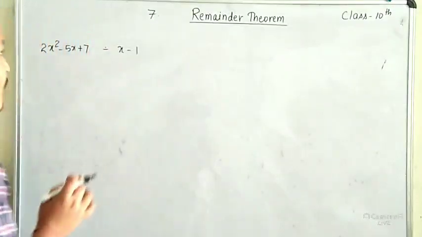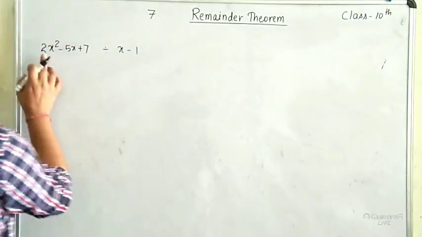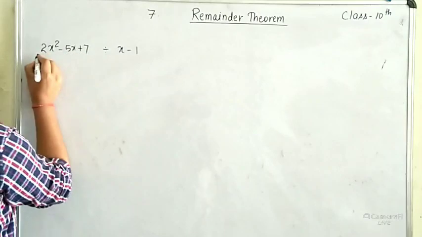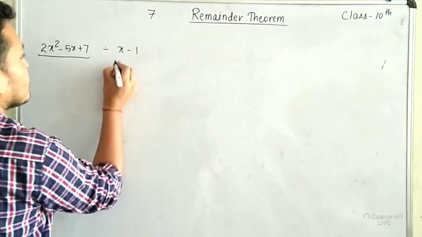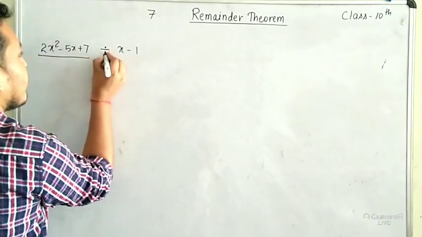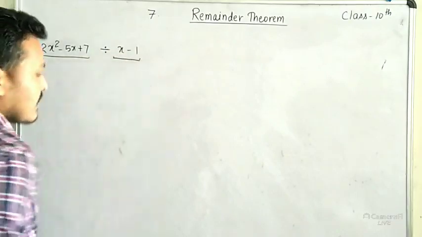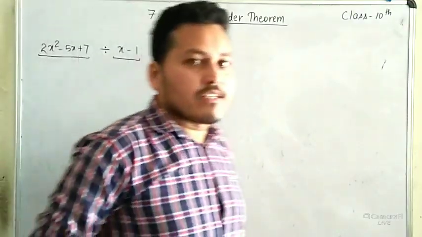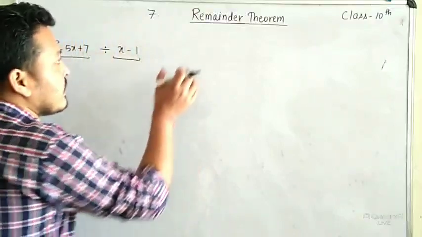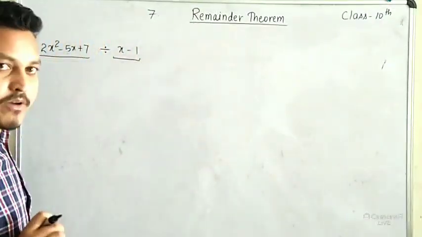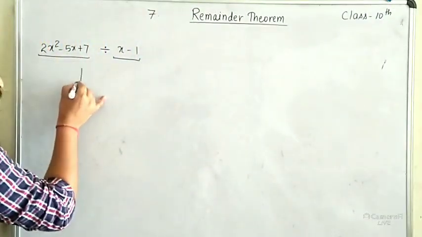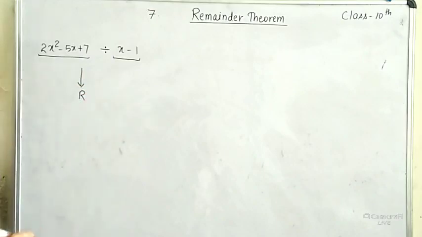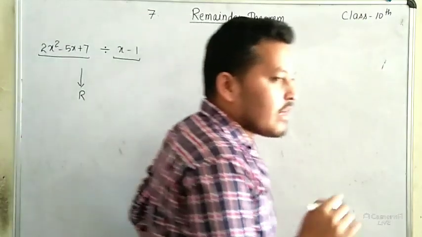Okay, so I am solving one question. This is 2x square minus 5x plus 7 divided by x minus 1. And here the main topic is the remainder theorem. Remainder theorem means here we need to calculate our remainder.